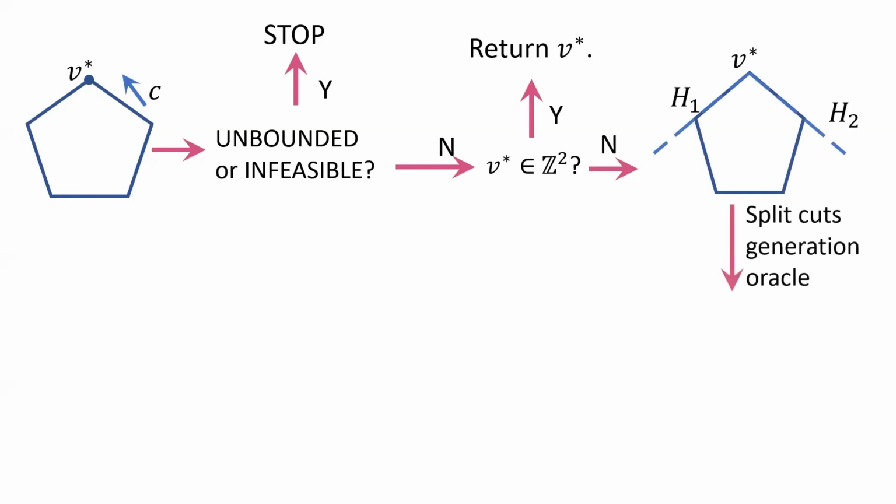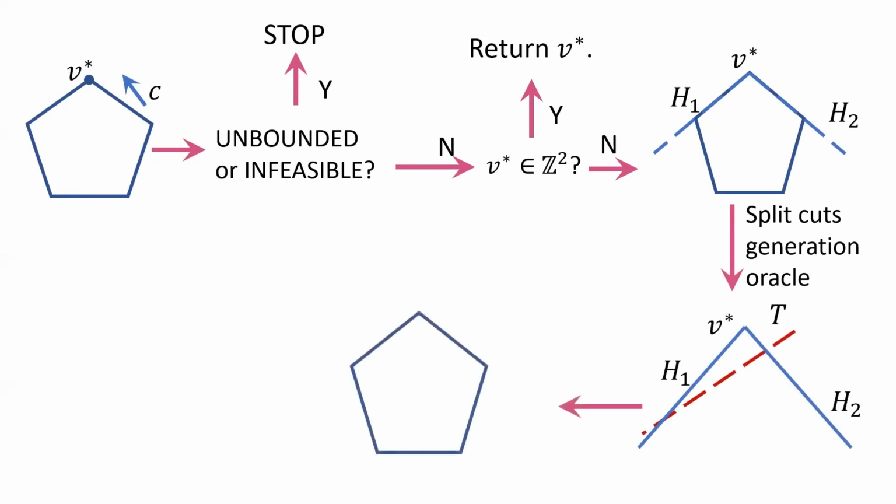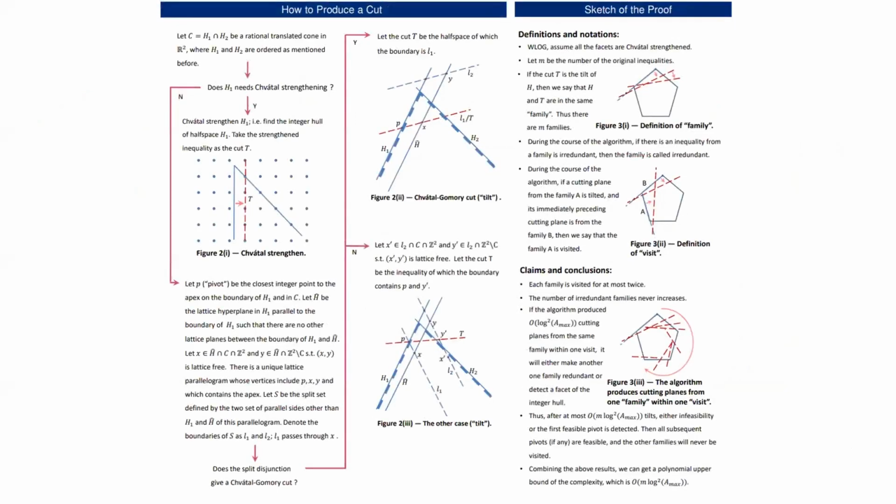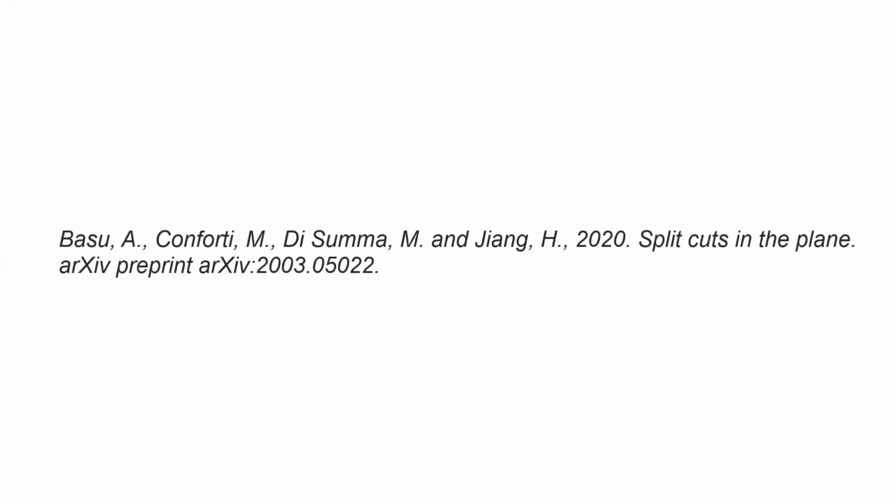Then it will apply our split cut generation oracle to derive a split cut on the simplicial cone. This cut is also a split cut to the original polyhedron. After adding this cut, we get a smaller relaxation, and then we just go to step 1. We repeat this over and over again until it stops. It can be proved that the algorithm will take at most polynomial time before it stops. Due to the time limit, I'm not going to introduce the split cut generation oracle and the proof here. They are included in our paper. I'm also very happy to talk about this after the presentation.